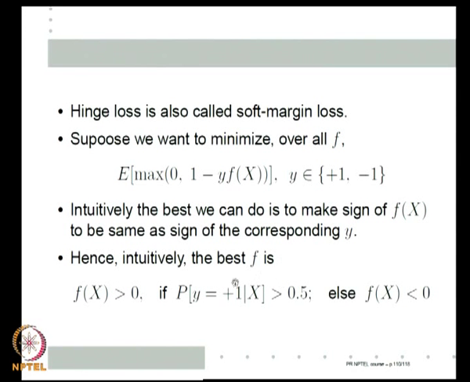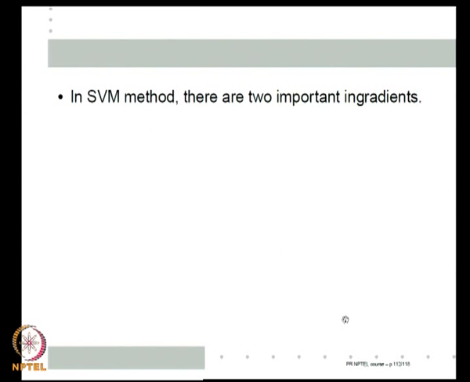What it means is that the best f is such that if the probability that y is equal to plus 1 is greater than 0.5 given a particular x, then for that x, f(x) should be greater than 0, and vice versa. So, this is a very nice classifier. This is essentially the Bayes optimal classifier. If the positive probability is greater than 0.5, I go for that class. So, minimizing expectation under hinge loss also, just like under 0,1 loss, gives us a fairly good classifier. That is one other way of looking at why SVMs perform better.